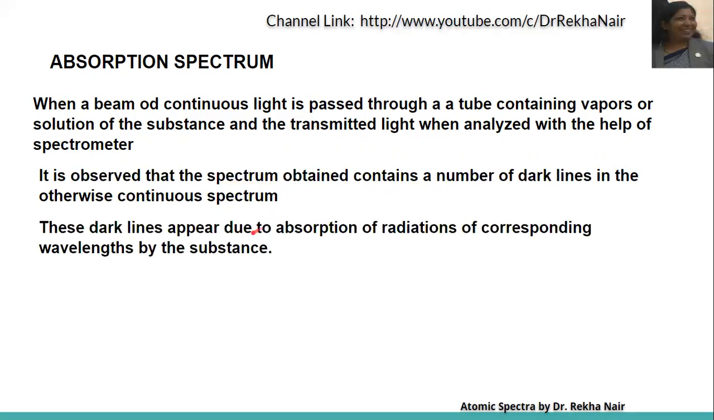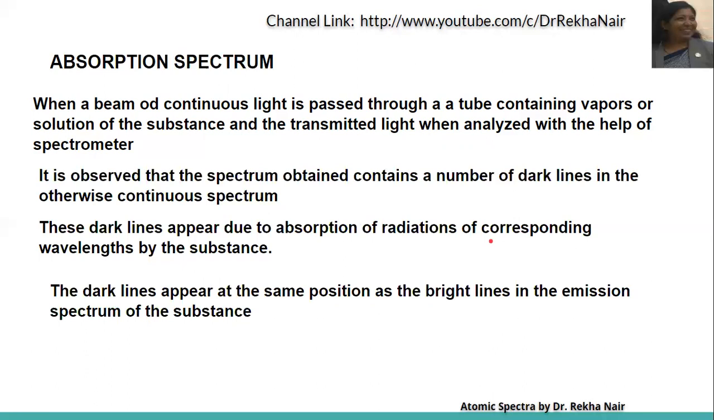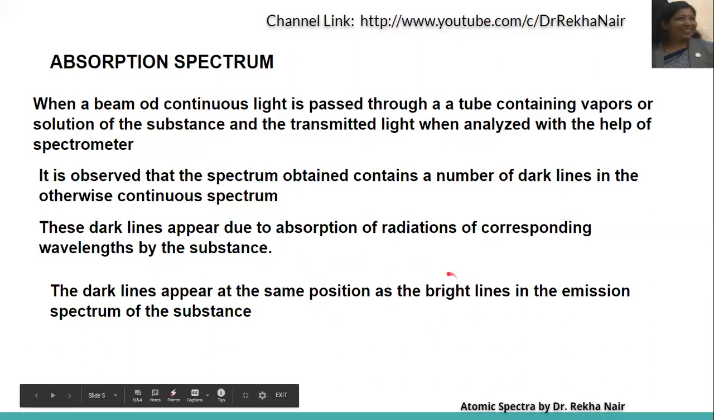The dark lines appear due to absorption of radiations of corresponding wavelengths by the substance. The dark lines appear at the same position as the bright lines in the emission spectrum. So this is the absorption spectrum. In the absorption spectrum, we get dark lines at the same position as the bright lines in the emission spectrum of the substance.